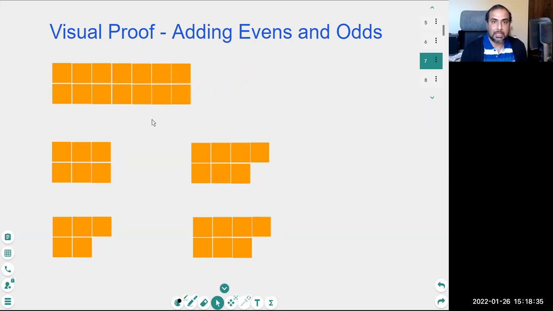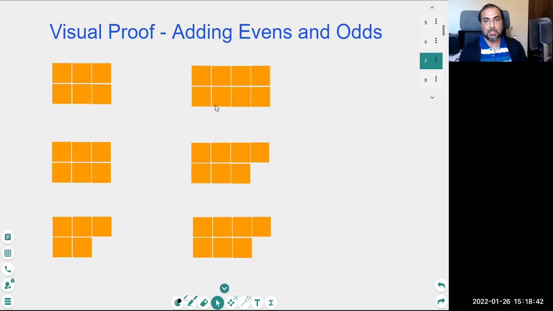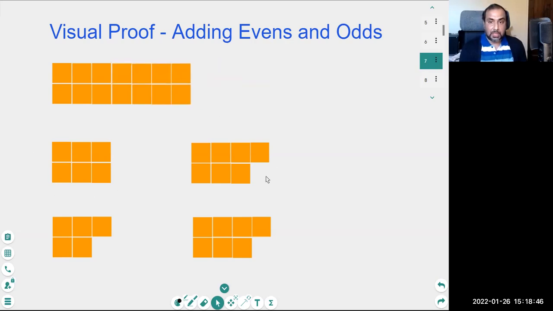And it's clear if you join up 2 even numbers, any 2 even numbers, because you've got an even array, you get another even number. So even plus even is even. Proof done.